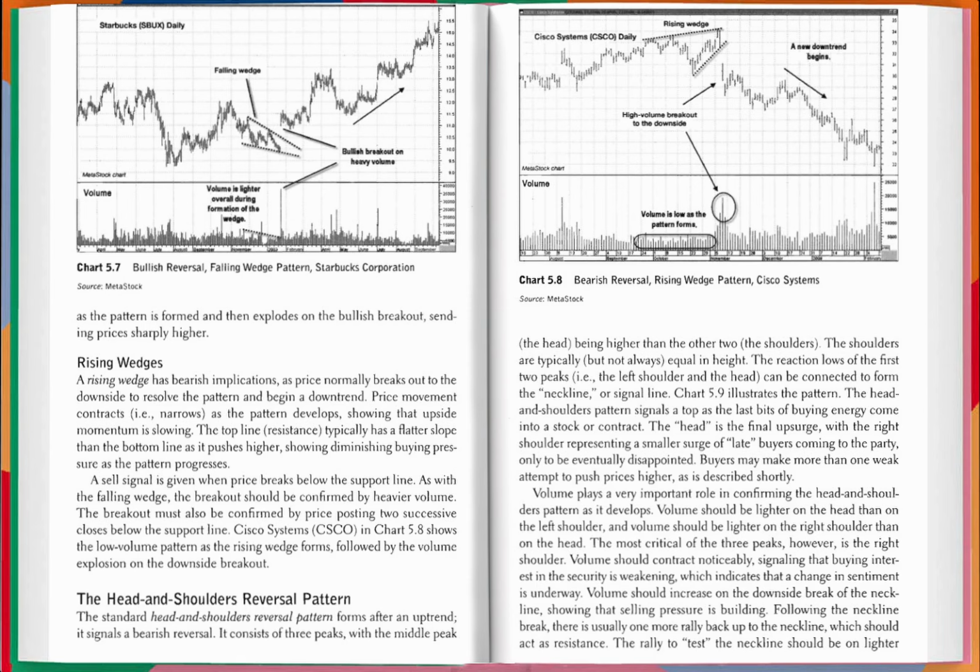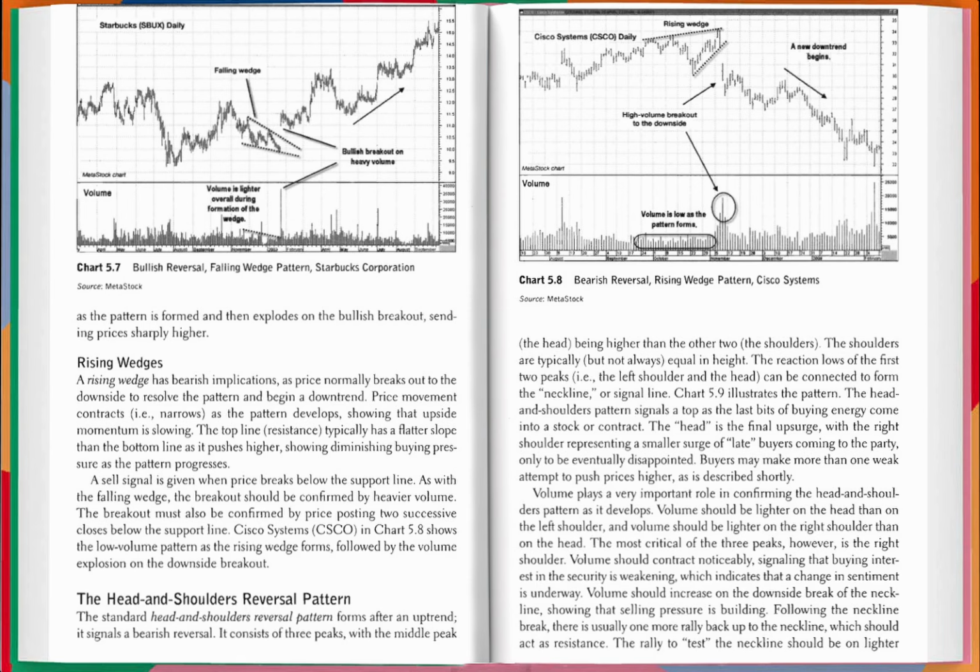The head and shoulders reversal pattern. The standard head and shoulders reversal pattern forms after an uptrend. It signals a bearish reversal. It consists of 3 peaks, with the middle peak, the head, being higher than the other 2, the shoulders. The shoulders are typically, but not always, equal in height.